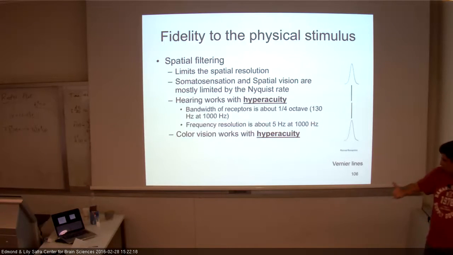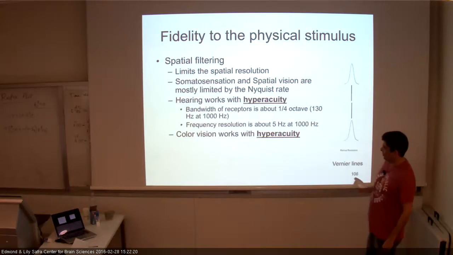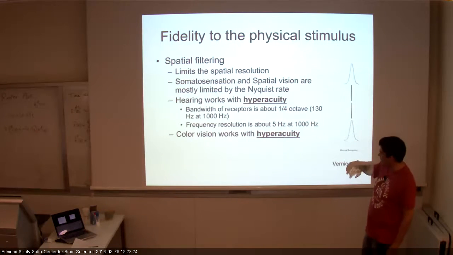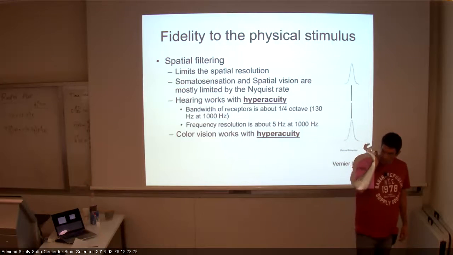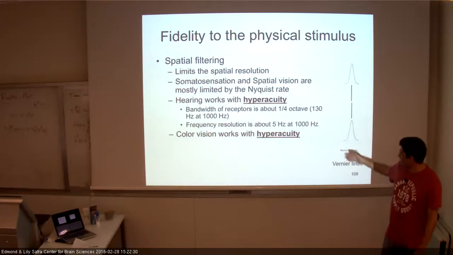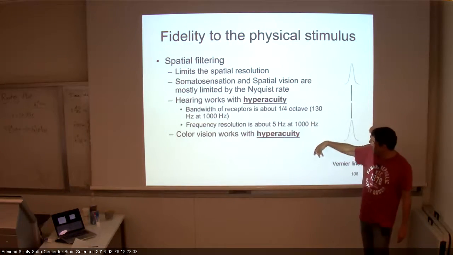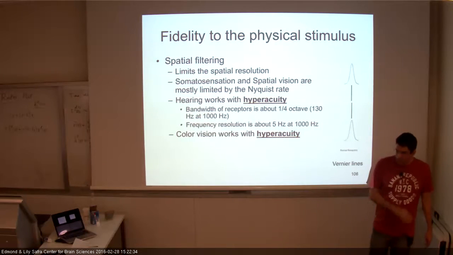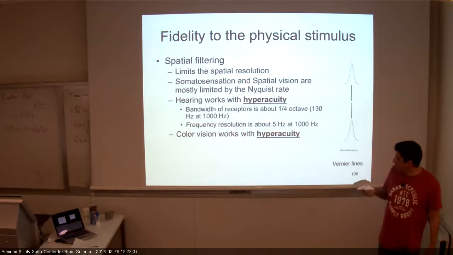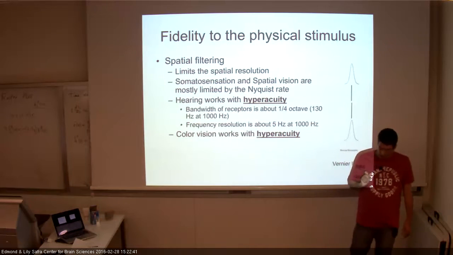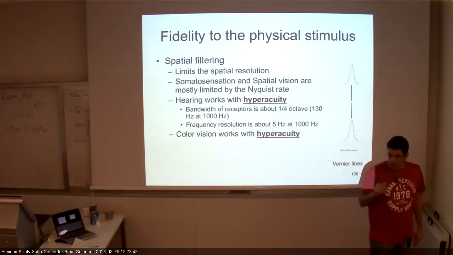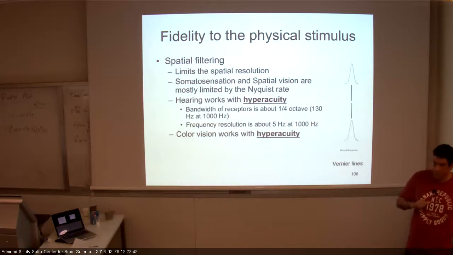You'll see this when you go back to this lecture. So, for example, hearing works with hyperacuity. If you look at the bandwidth of the receptors in the cochlea, in the ear, it's about 1/4 of an octave, which is about 100 hertz at a kilohertz. But in fact, we can resolve perceptually 5 hertz from a kilohertz, meaning that we work in hyperacuity. Okay? Color vision as well works with hyperacuity.